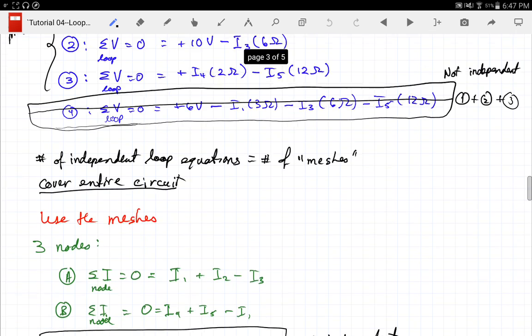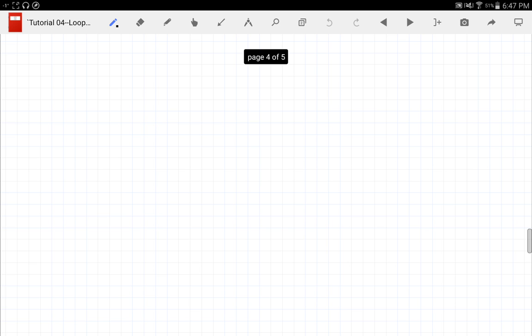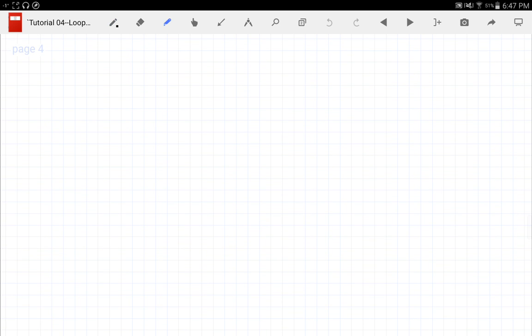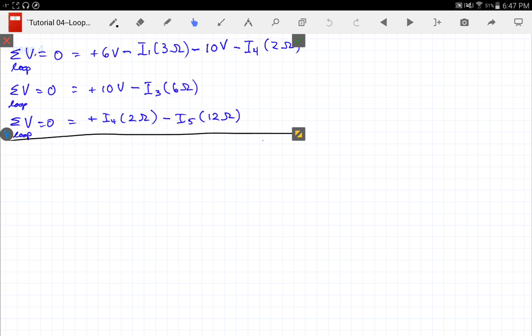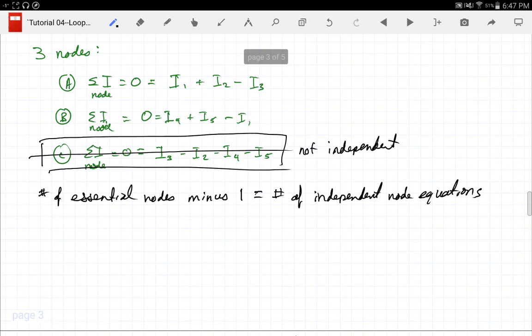But first I need to summarize these equations. And so to summarize them, I'm just going to do the copy and paste routine. Copy this. Copy. And go to the next page that I created. Paste from clipboard. So there's that. And then I have the mesh equations that we just did.